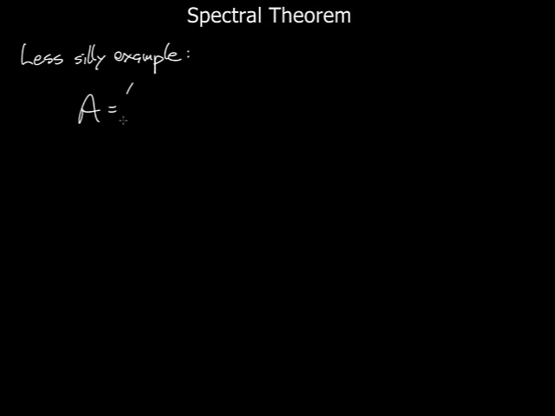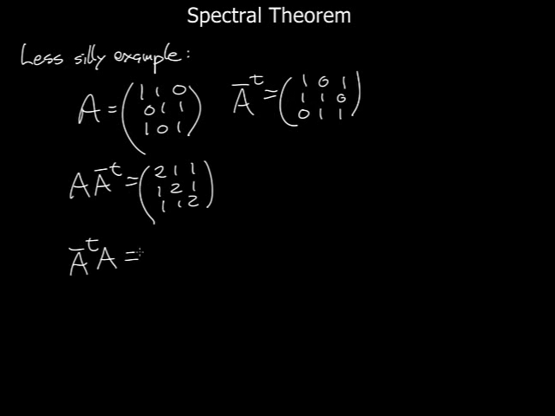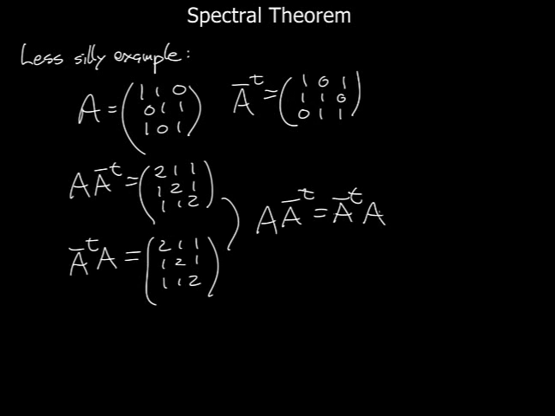So let's look for a less silly example, and here's one that I'm going to pull out of my hat. This matrix A is normal. Now, it's a real matrix, but you should think of it as being a complex matrix. Its bar transpose is just its transpose that looks like this, and let's compute. If you multiply it in this direction, you get this matrix, and if you multiply it in the other direction, you get, let's see, this matrix. It turns out they're equal. A A bar transpose is equal to A bar transpose A. So this is an example of a matrix which is normal, but not Hermitian or orthogonal.